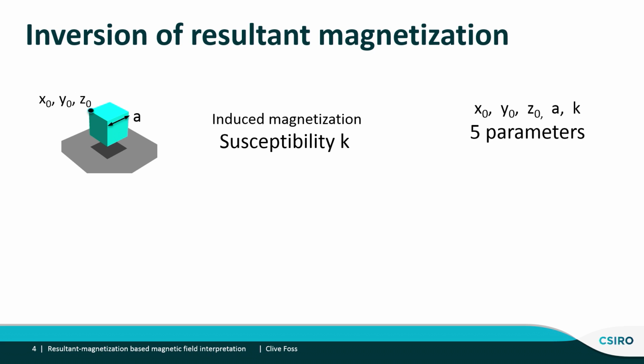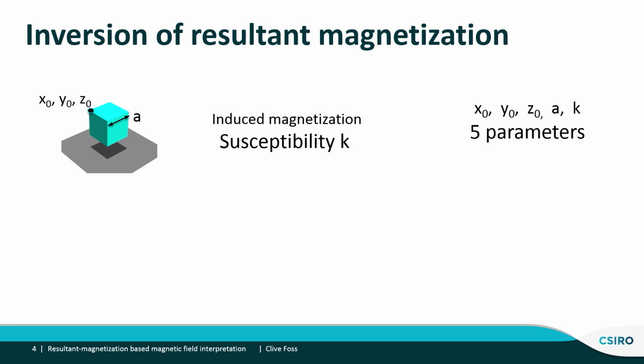So how do we invert for magnetization if we have a magnetic anomaly that we want to explain as due, for instance, to a cube of induced magnetization, we'll consider in the first case? We can describe that cube of magnetization with 5 parameters. We have 4 spatial parameters: the x, y, z coordinates of some reference point, the side length A, and the magnetic parameter, which is the susceptibility K.